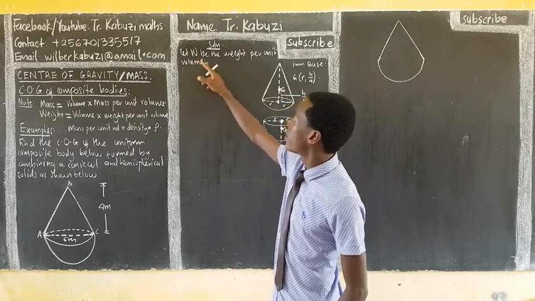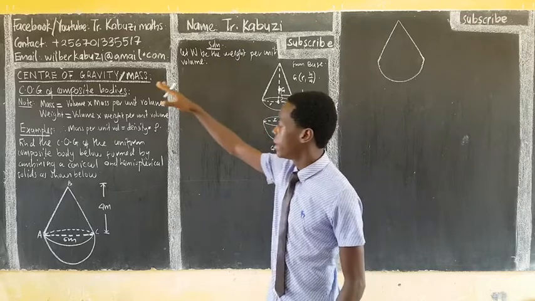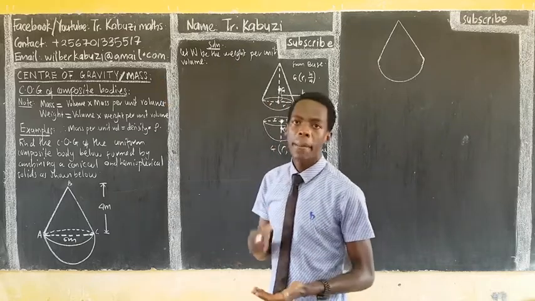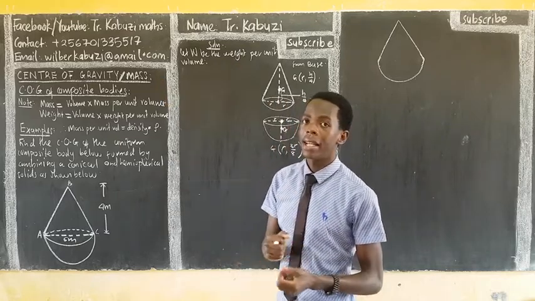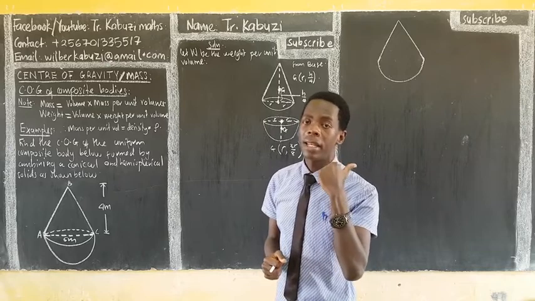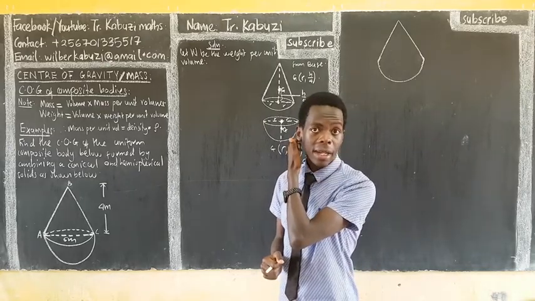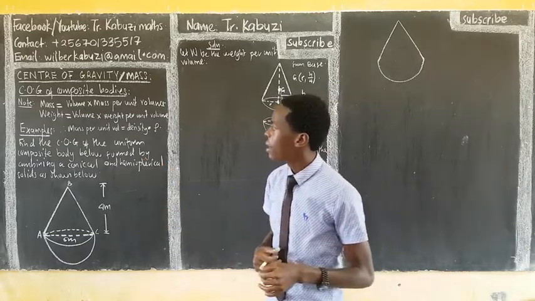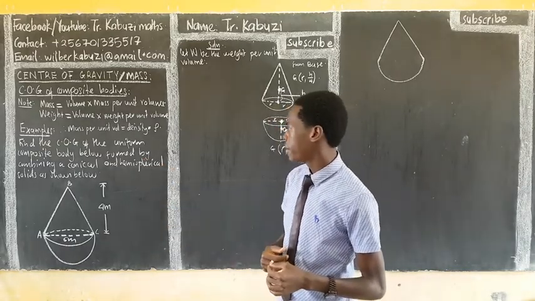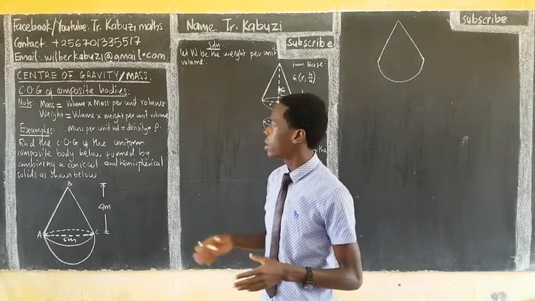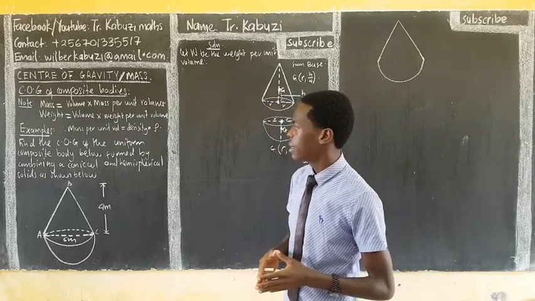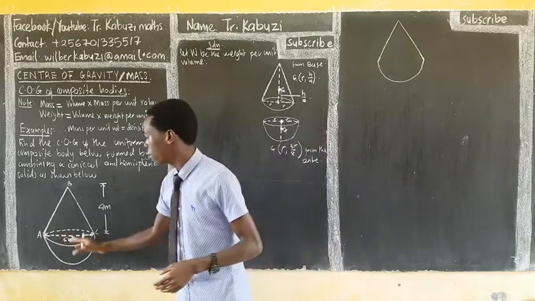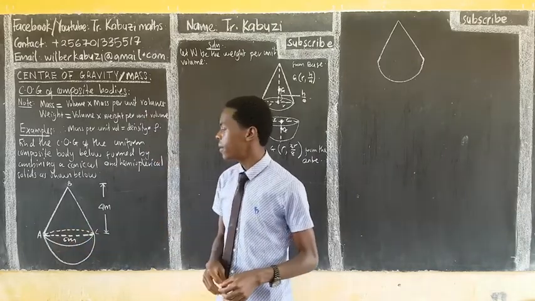We always let W be the weight per unit volume, because if we are dealing with solids, we always get the volumes, unlike when we are dealing with laminars, when we have to get the area. So the question is: find the center of gravity of the uniform composite pattern below, formed by combining a conical and hemispherical solids as shown below. A conical, you see this is the hemisphere below there.